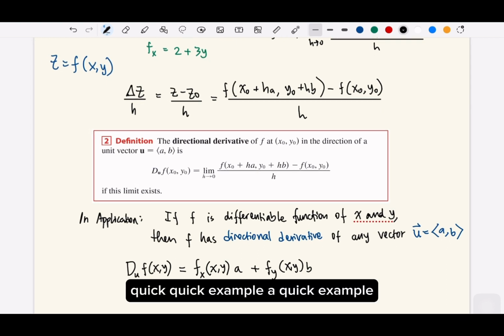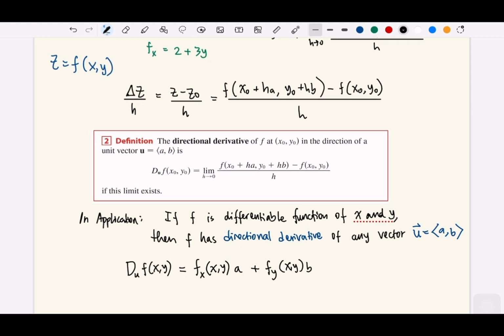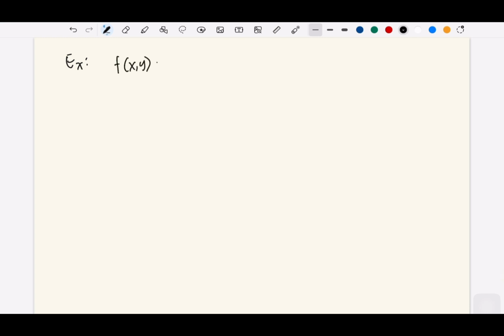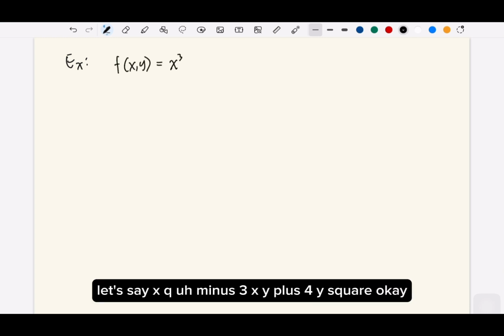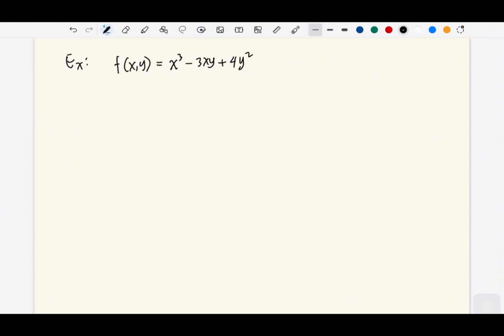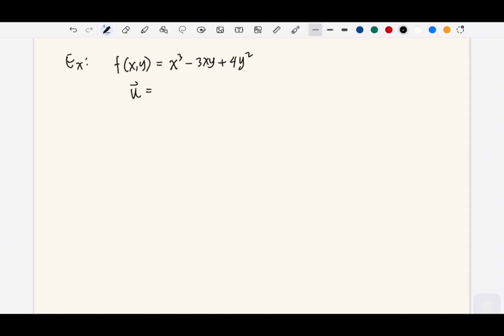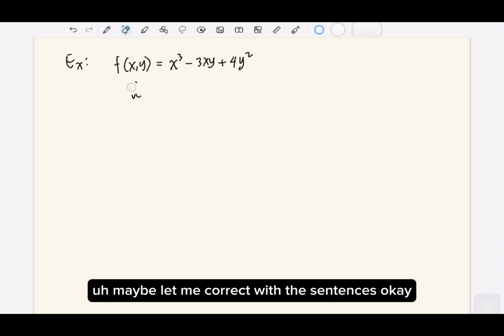A quick example. Suppose that we have the function, let's say x cubed minus 3xy plus 4y squared. And then suppose that we have u, the unit vector. Maybe let me write with sentences.